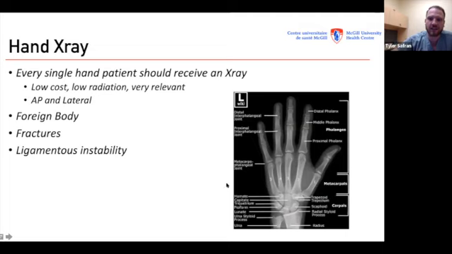When you're looking at a hand x-ray, in my opinion, every patient that has a hand complaint should get a hand x-ray because it's a very low cost procedure. It's low radiation, and it's very relevant, especially if you're talking about foreign bodies, fractures, or ligament instability. And sometimes it just helps us rule out something else.